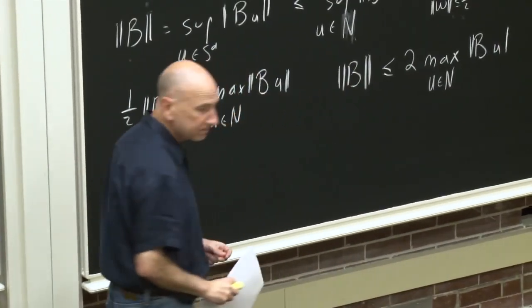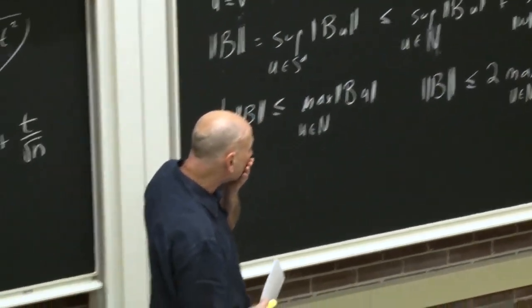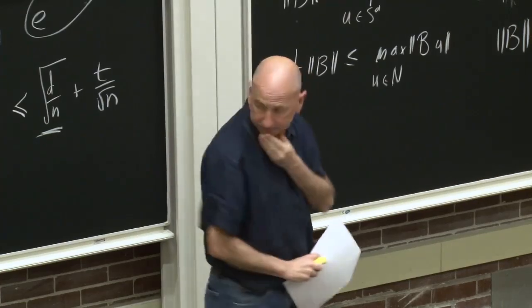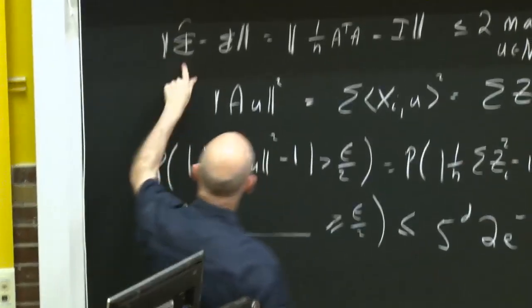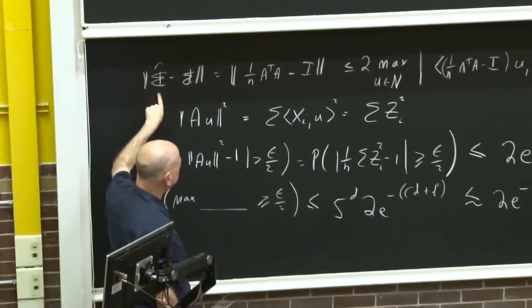There is a problem here. Here is a norm of b times u, but here on the first line, that is not the norm of the matrix times u.